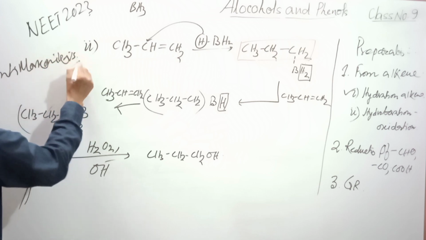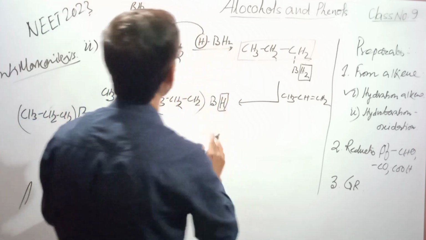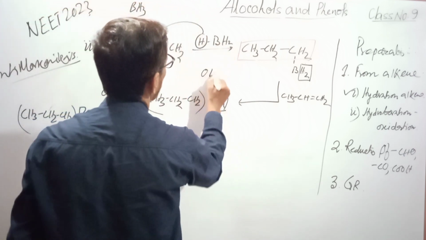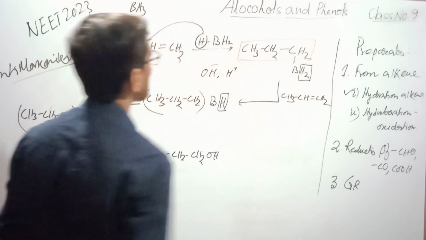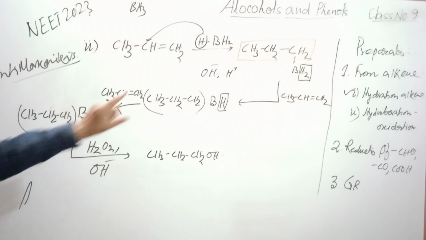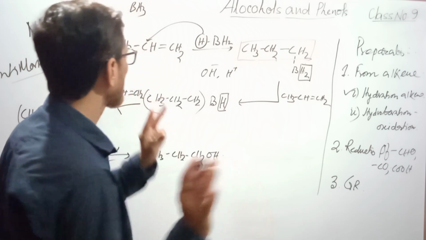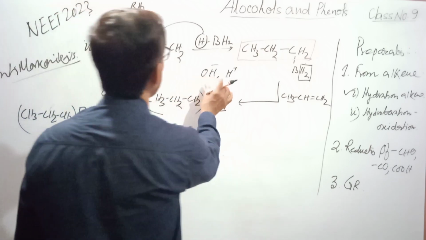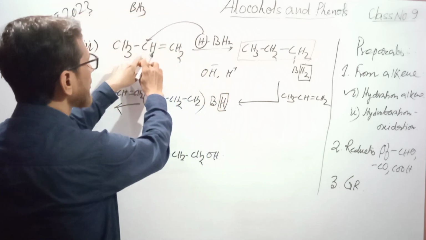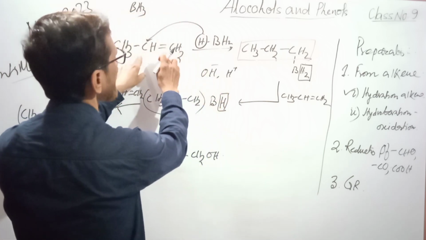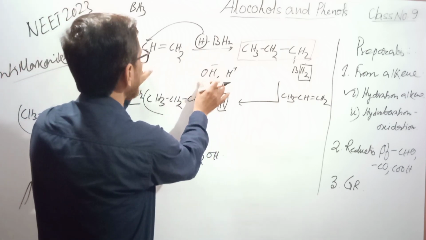Anti-Markovnikov. What Markovnikov told is the final assumption that water is broken into this part. So which part will enter in which part, this is the final fact. According to Markovnikov, the negative part will attack that carbon on either side of the double bond which has less number of hydrogen.